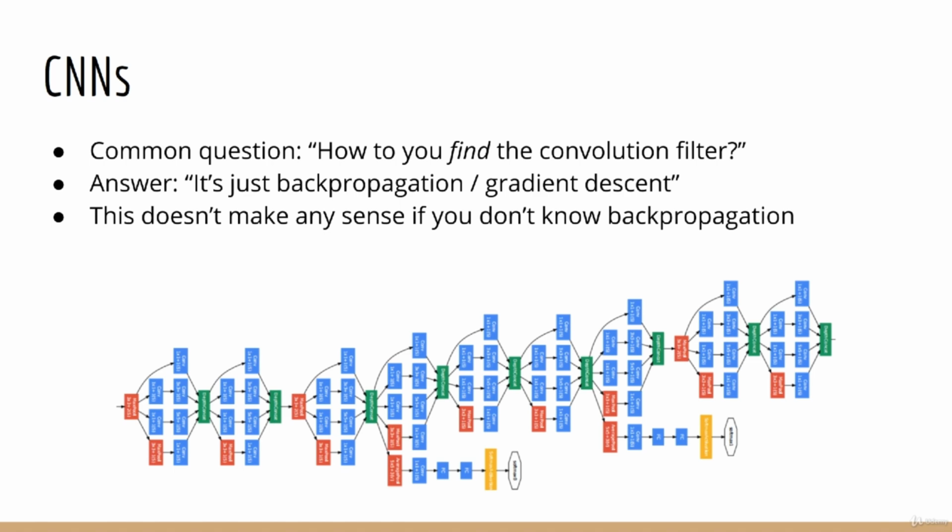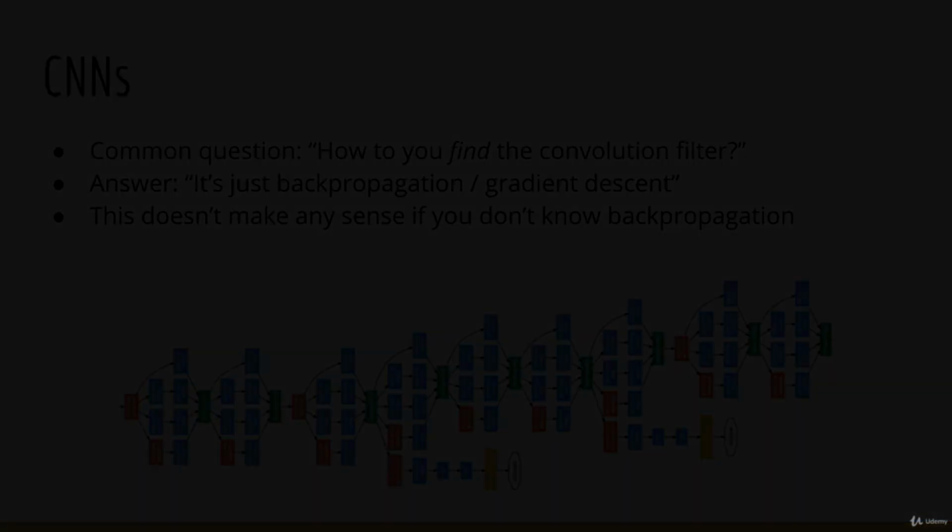One of the most common questions I get is, how do we find those convolution filters? Well, we don't find anything. It's just backpropagation. There's nothing really more to say. So that's why it's kind of up to you to understand what backpropagation is, so that when someone says these are just trained using backpropagation, you actually know what that means. Now, let me be clear. It's not even that you have to do the math by hand. That is not what I'm saying. All you have to have in your mind is the concept of backpropagation. That is enough to understand how convolutional filters are found.